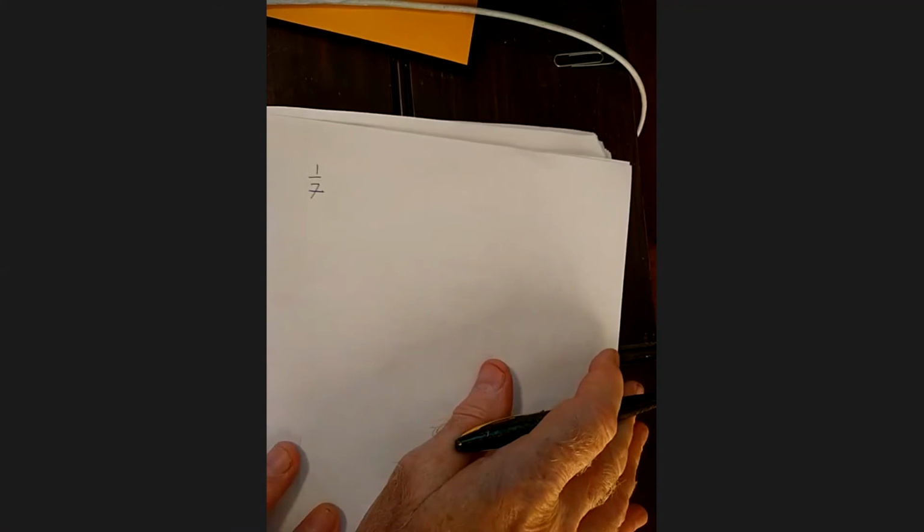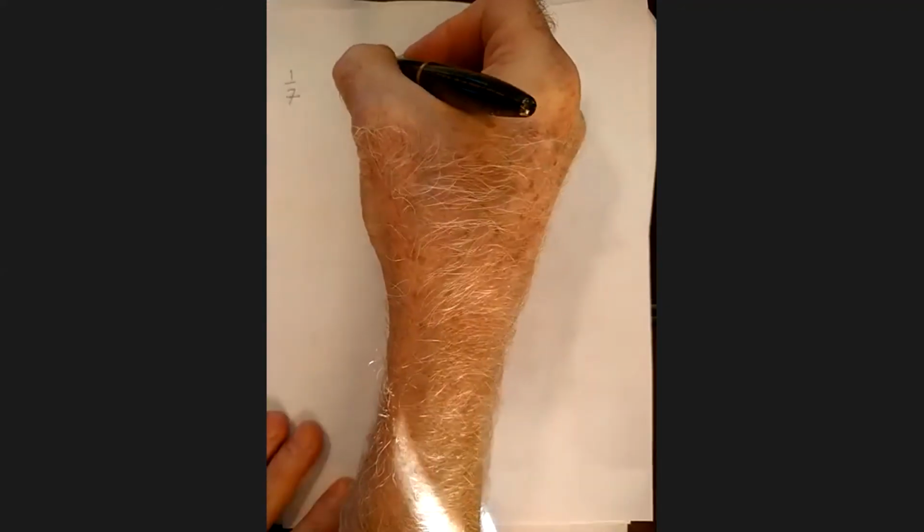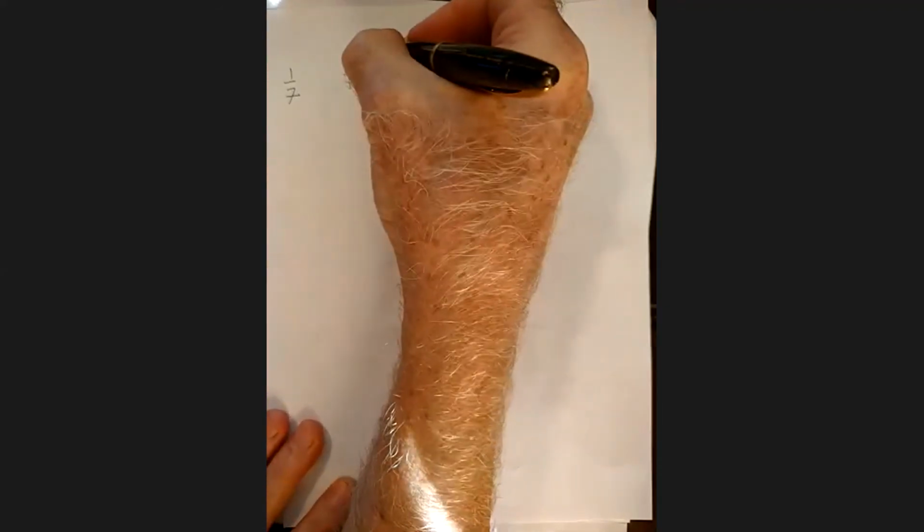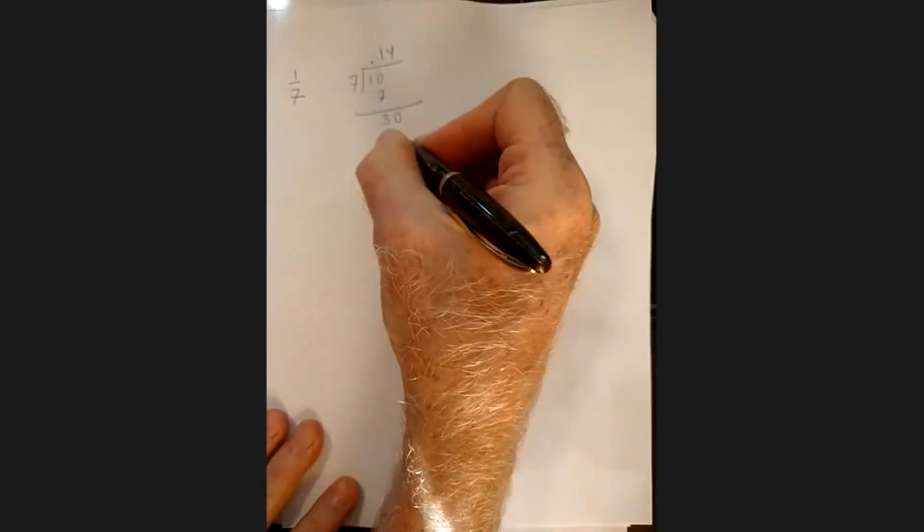I want to look at 1/7. Here, I think that's easier than me moving. Okay, good. And then if we want to figure in base 10, this repeats. So the idea is you go 7 into 10, well, decimal, of course. That's 1. 7 into 30, 4, 28.